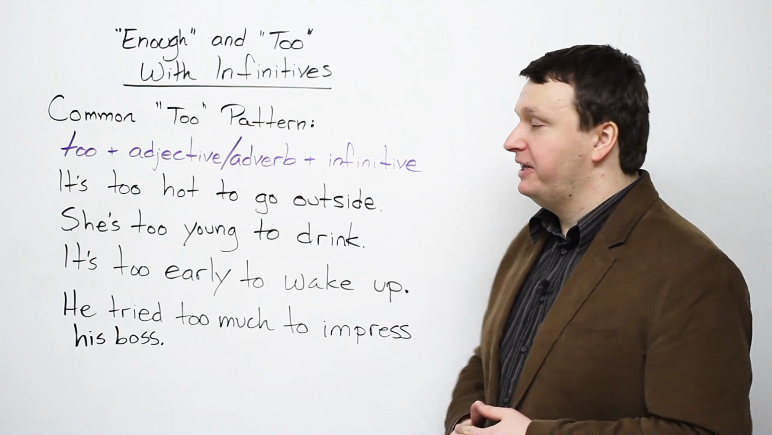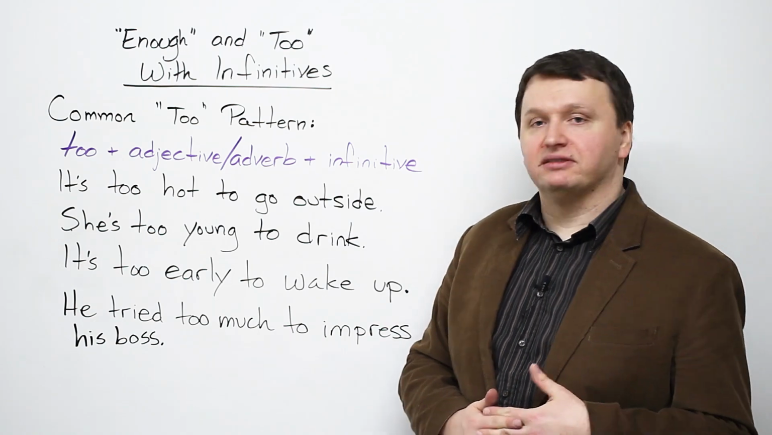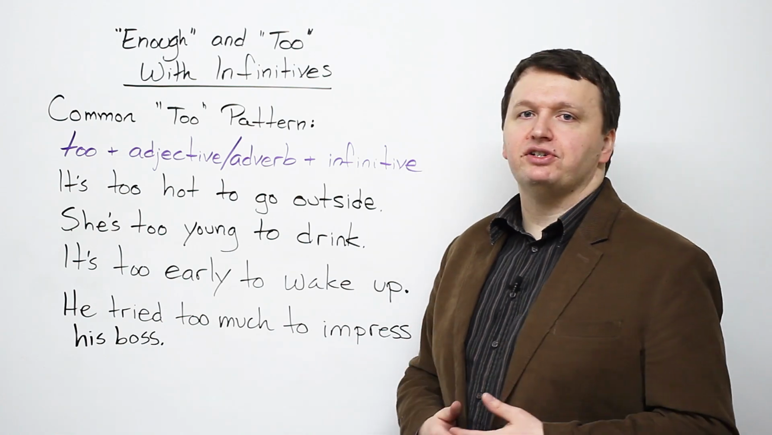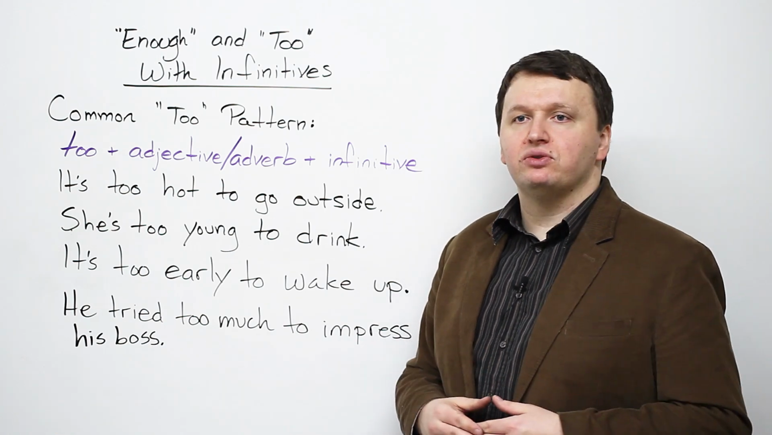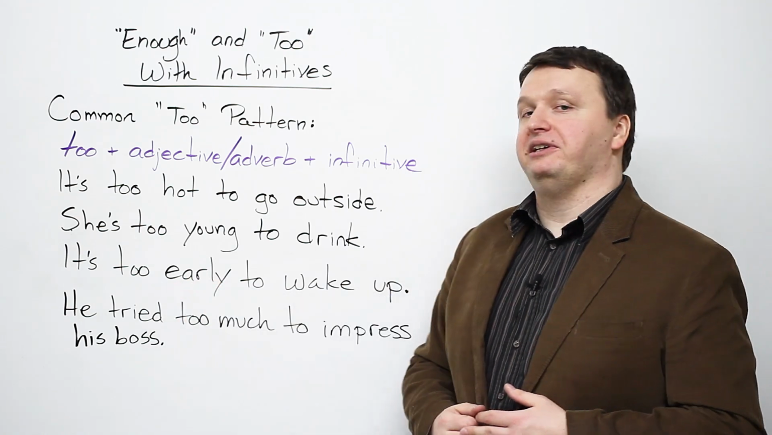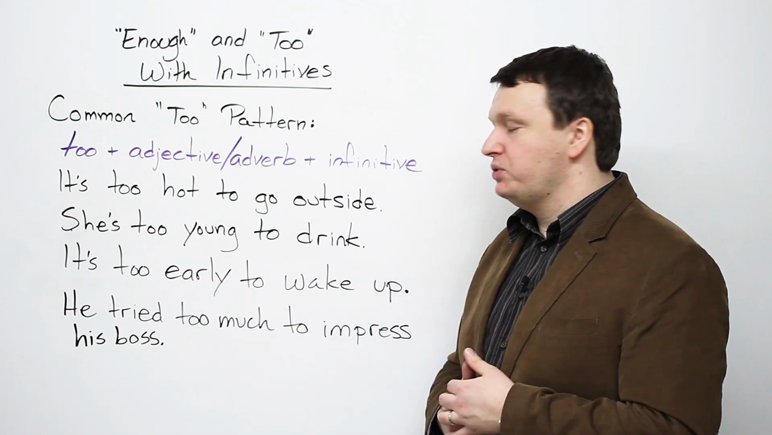Okay? Another example, she's too young. She's too young to do what? She's too young to drink. She's too young to smoke. She's too young to drive. Okay? It's too early. It's too early to wake up.